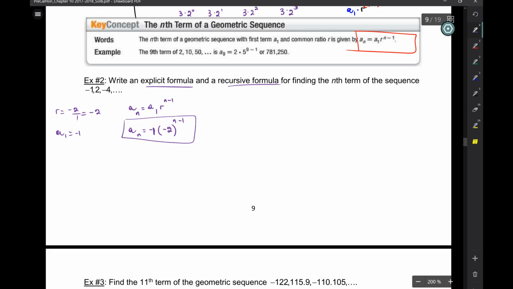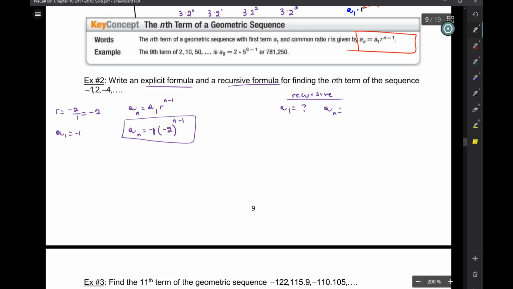So with this, if you want to jump down the line and find A sub 81, you could just do it like that. Okay, now what if you have A sub 81 and then you want to find A sub 82? Let's see what recursive formula we could come up with. So for the recursive, we're going to give the value of A1.